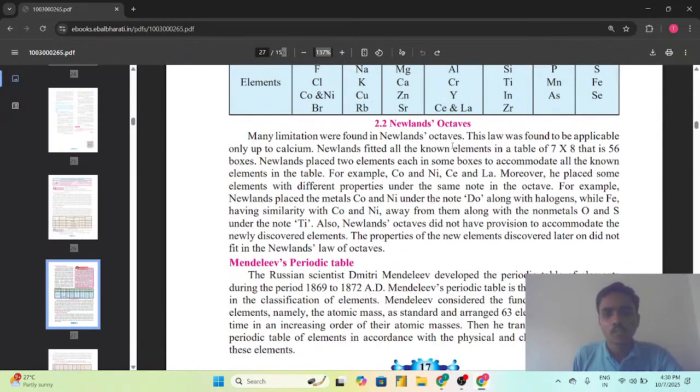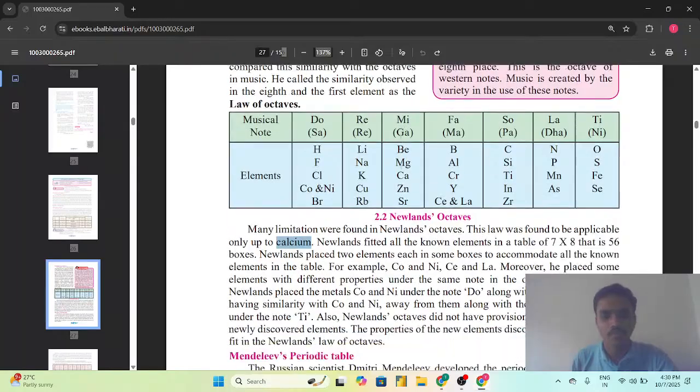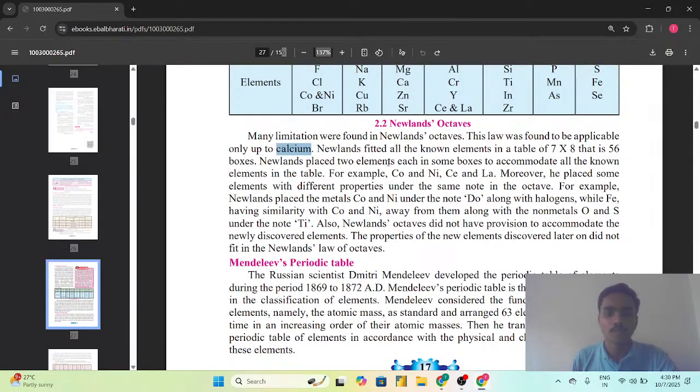Many limitations were found in Newlands' octaves. This law was found to be applicable only up to calcium. This is important, as many times it gets asked in exams as a fill in the blanks that Newlands' law of octaves was applicable up to the element calcium. As we know, calcium has atomic number 20 in the periodic table.